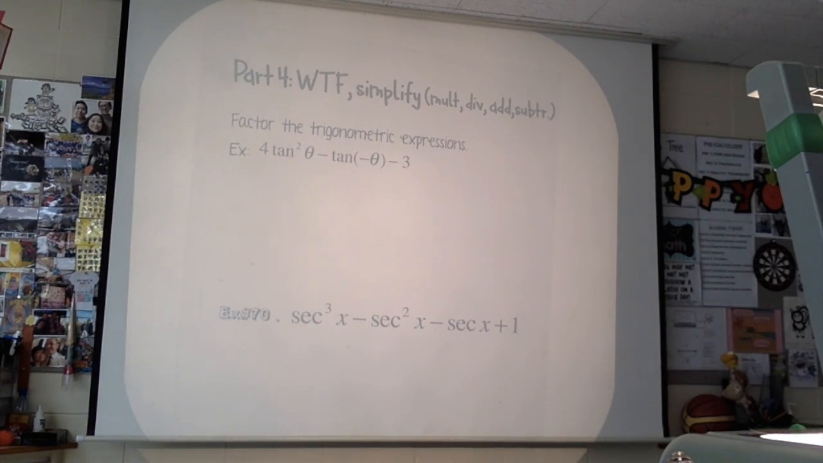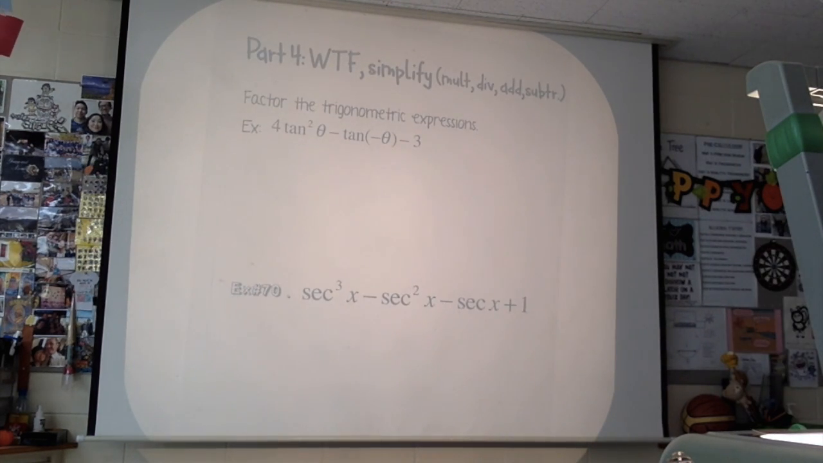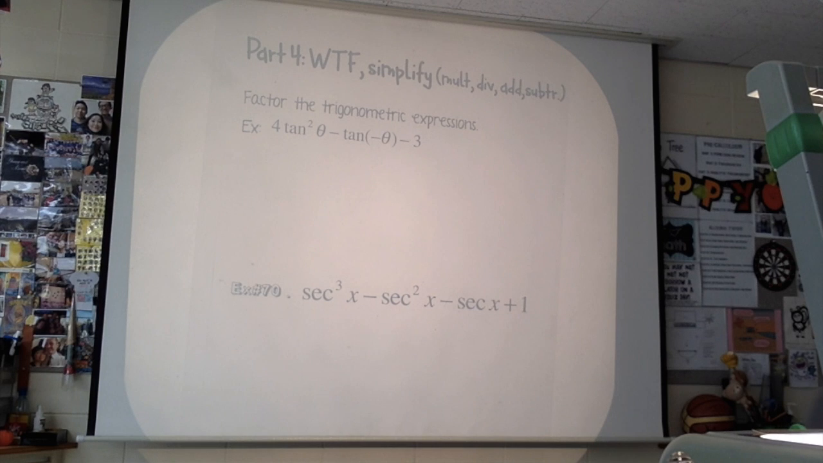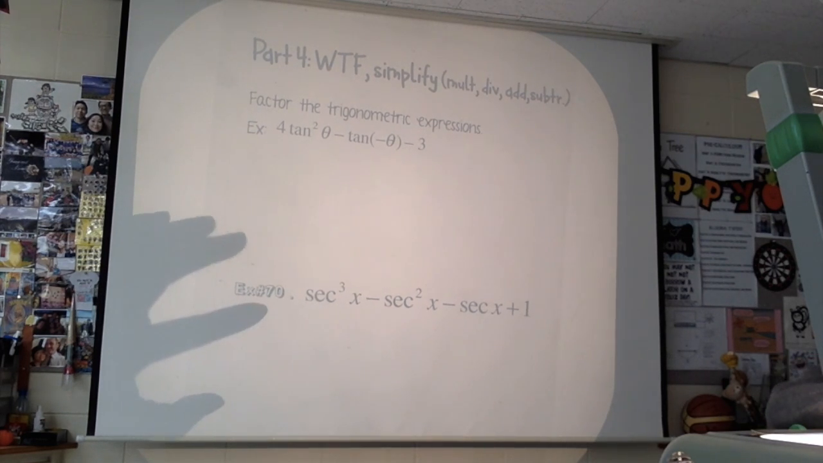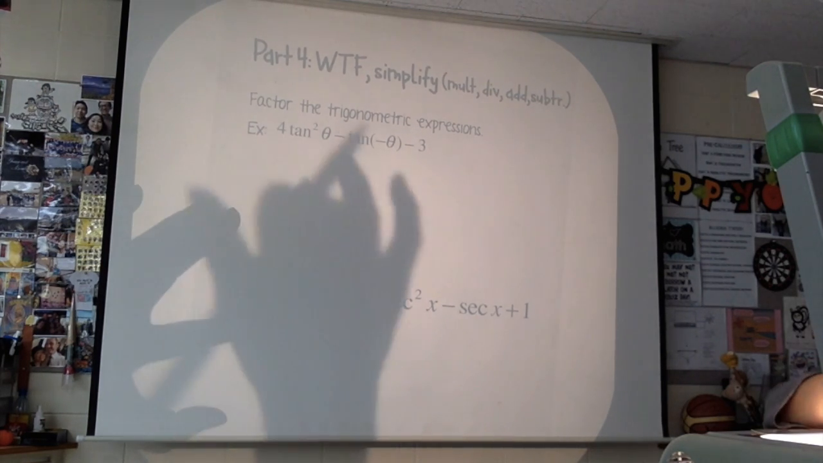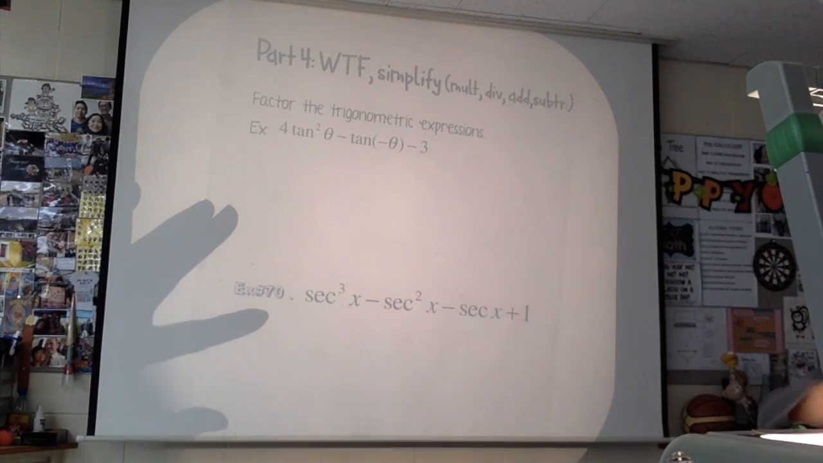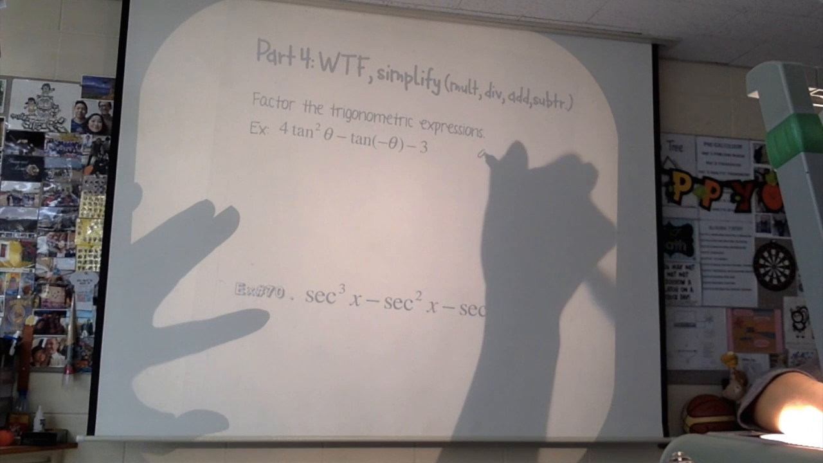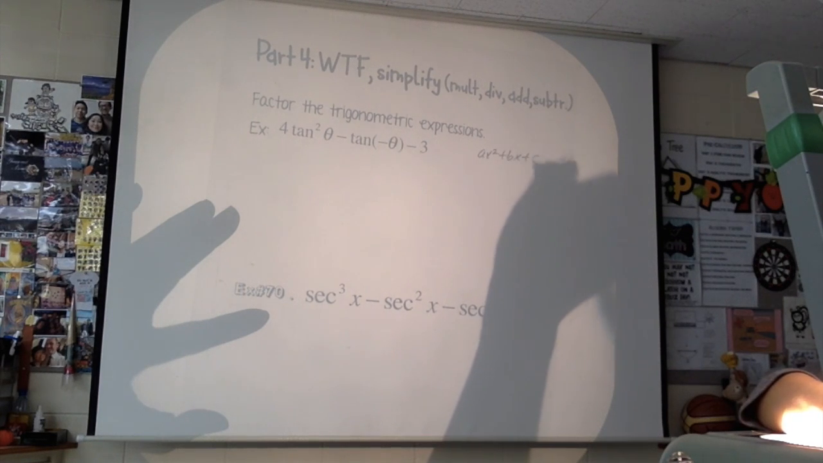Factoring is part 4. Factor: simplify by multiplying, dividing, adding, or subtracting. So you guys, factor the trig expressions. All you have to do is simplify. So you're basically factoring. And you can take many approaches, but I mean, you can let u equal tan theta if you want to. But I mean, just look at this. Doesn't this look like ax squared plus bx plus c?